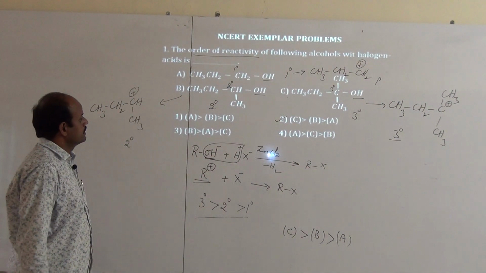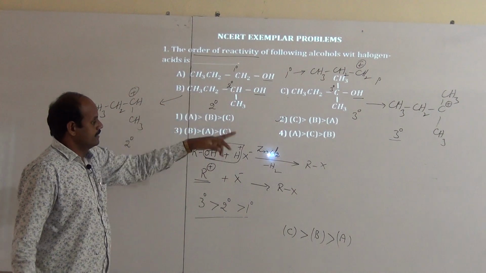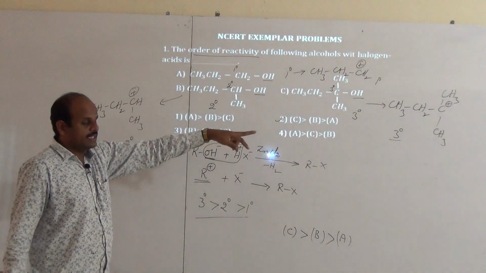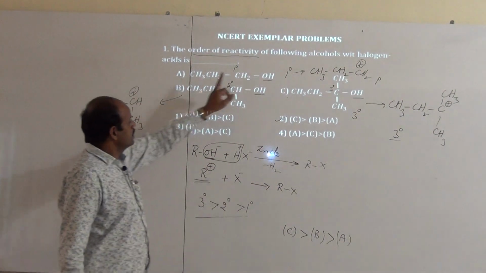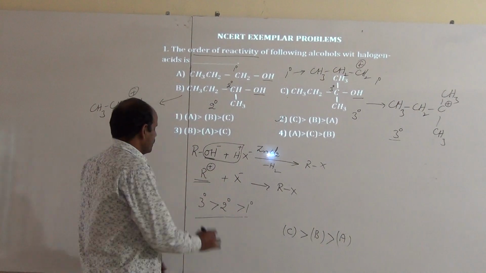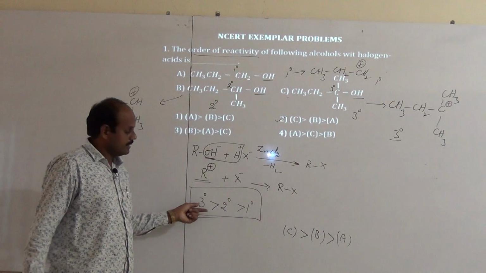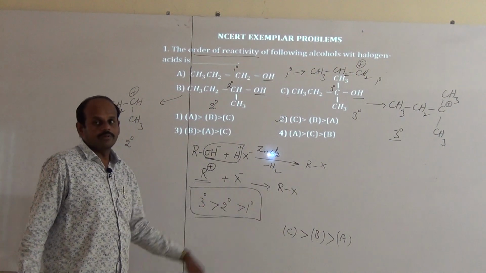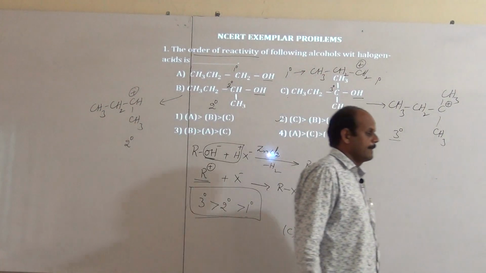Because after removal of OH minus, we got carbocations. Tertiary carbocation is more stable than secondary carbocation. Secondary carbocation is more stable than primary carbocation. Thus the reactivity order of alcohols is tertiary alcohol has greater reactivity, then secondary alcohol, then primary alcohol. Okay, then go to the next bit.